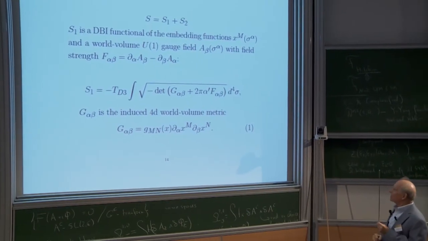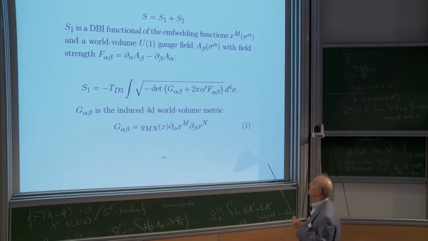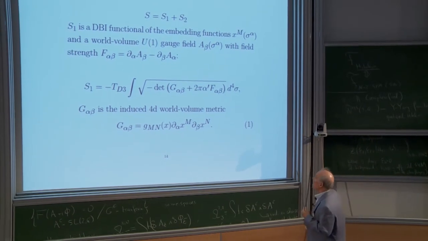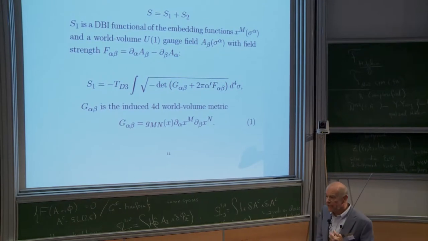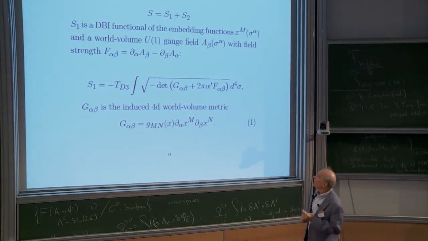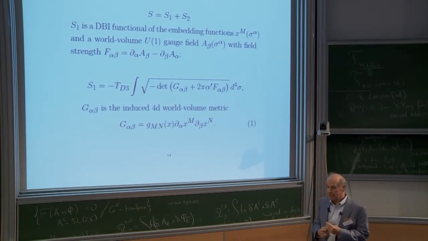And the action that one has for all brane theories is a sum of two terms, which I'd like to call S1 and S2. Often people call S1 DBI, standing for Dirac-Born-Infeld, and S2 CS, standing for Chern-Simons. But you could attach many other names to each of them as well. So I prefer to call them S1 and S2.